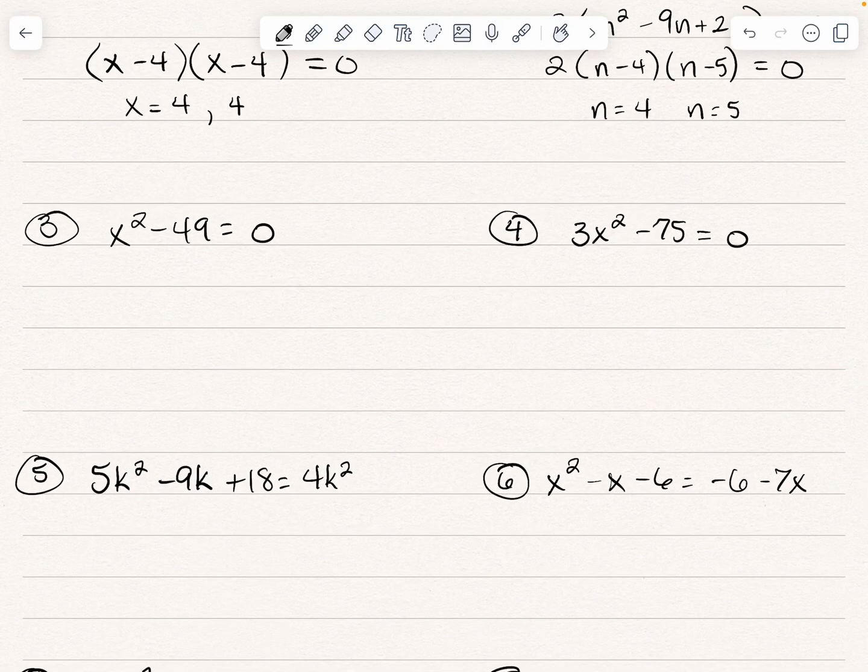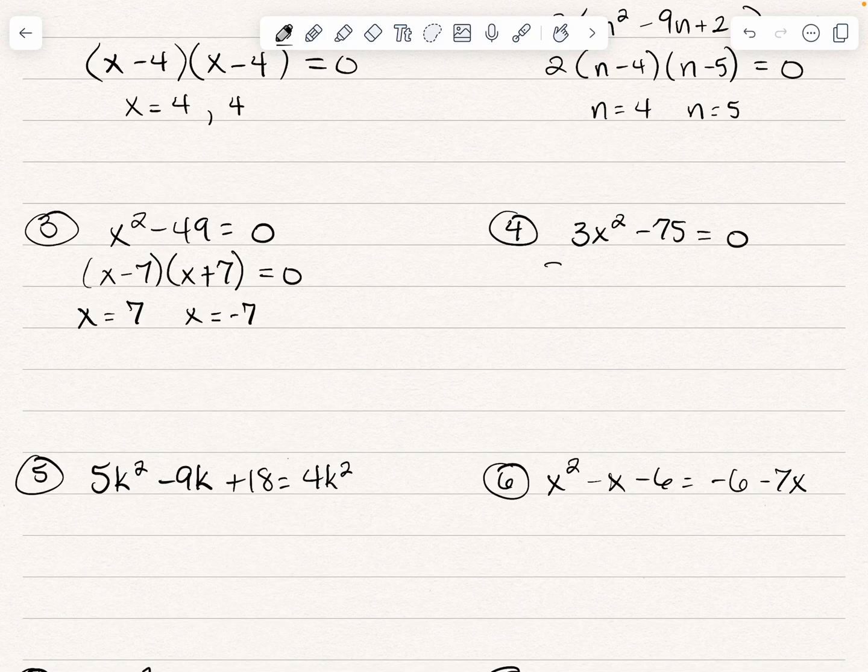For number 3, what will multiply to give me negative 49 that adds to give me a 0x in the middle? So that's going to be a negative 7 and a positive 7. Okay, that will mean that this first x is equal to 7 and our second x is equal to negative 7, because negative 7 plus 7 is equal to 0 and positive 7 minus 7 is equal to 0.